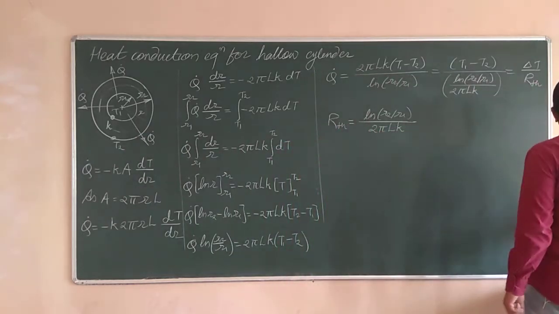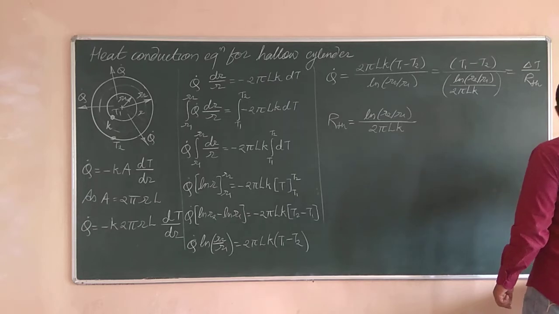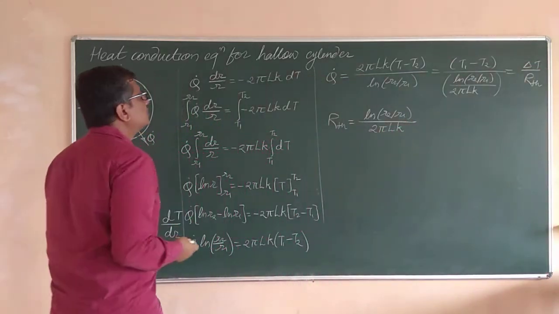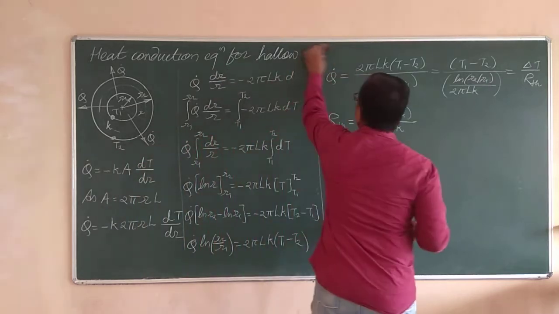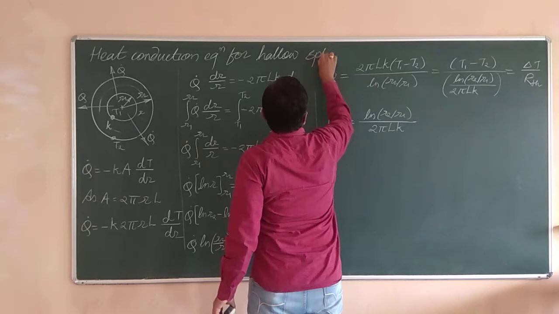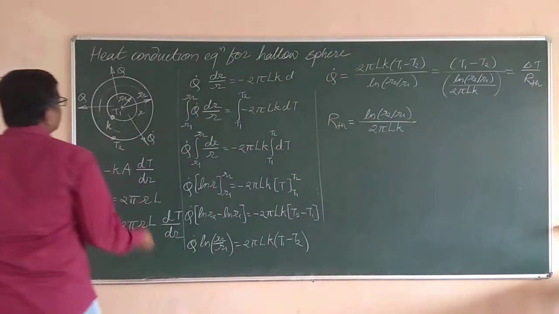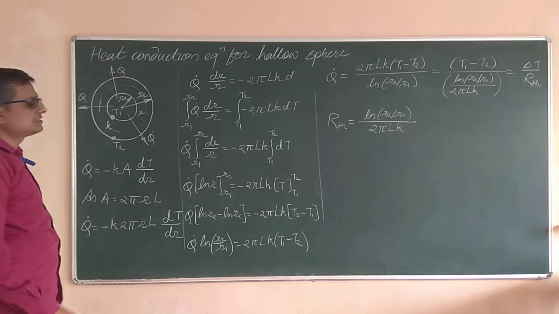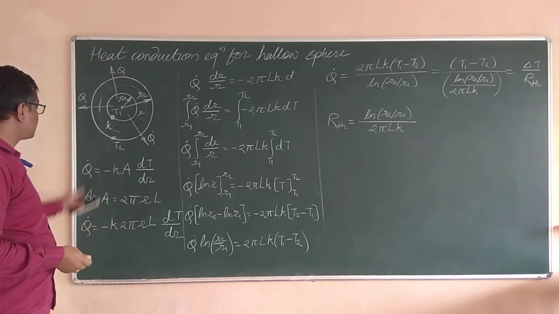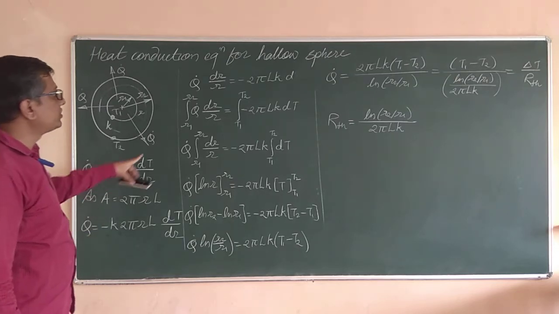So let us go ahead for the next topic. The next topic is the heat conduction equation for a hollow sphere. The figure I am going to keep as it is, since the cross section of a hollow sphere and hollow cylinder will be the same. Perhaps this equation will also be the same. Most of the parts till here will be the same. So I am going to erase this part.